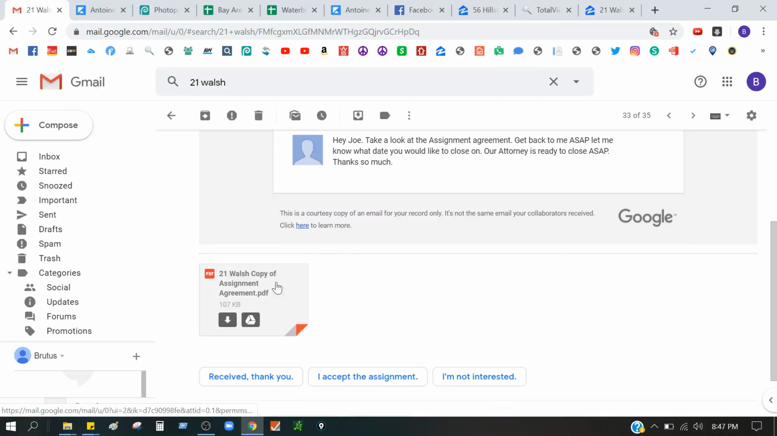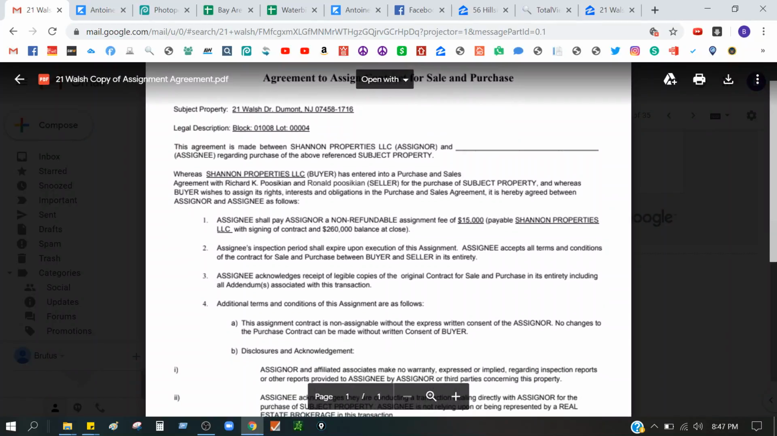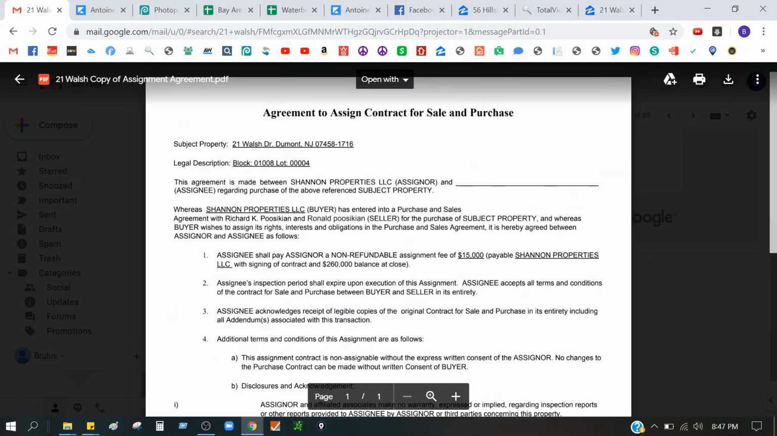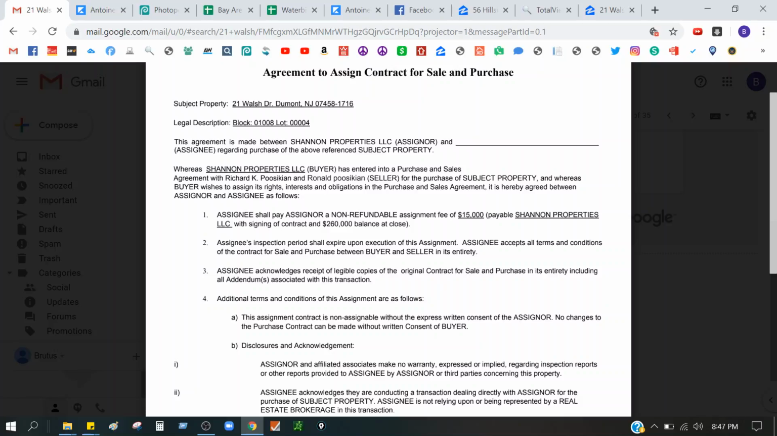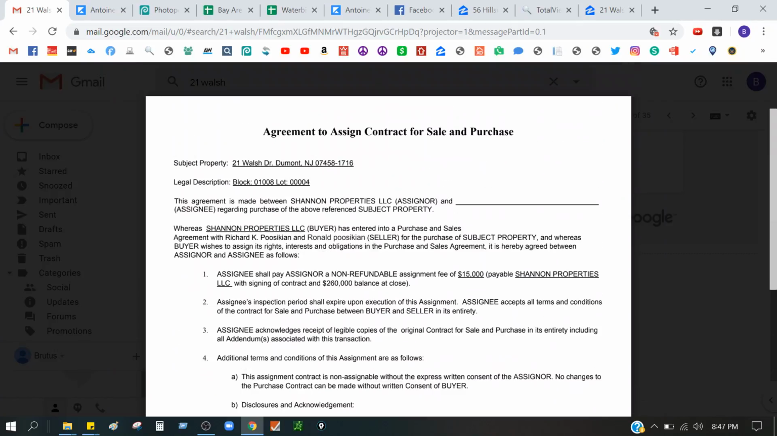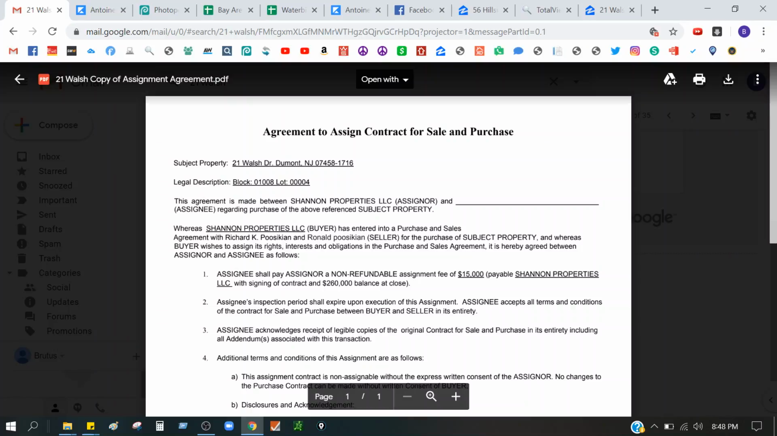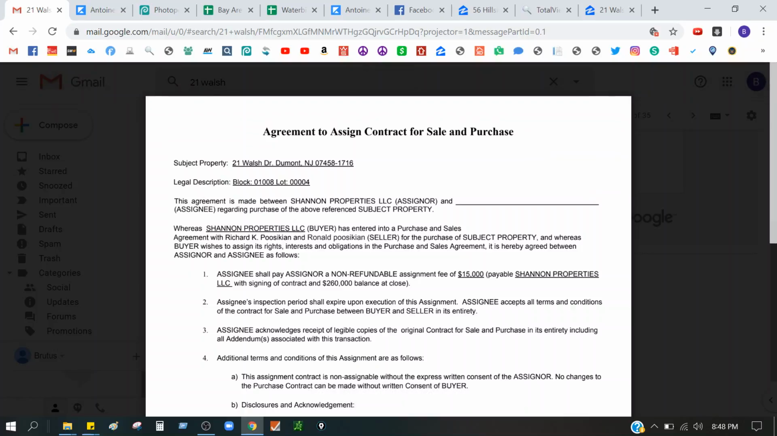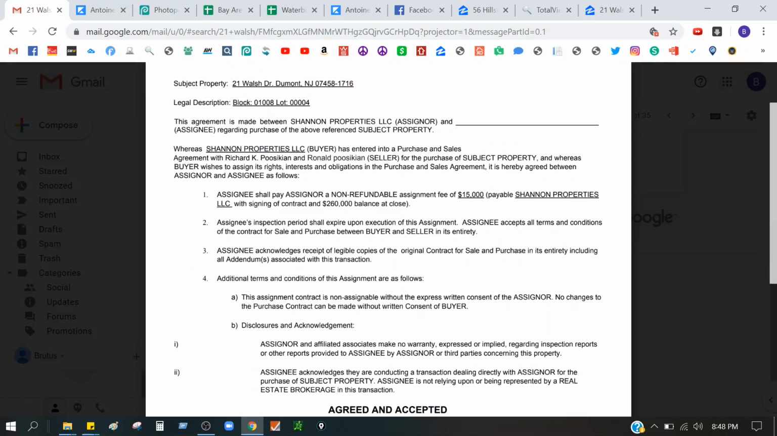Okay, here we go. Assignment agreement, as you guys can see, the purchase price was $260,000, and that was 21 Wall Street. You can see that there. And that was the assignment agreement. So it was $15,000. Basically he paid us 15 grand and he took over the property.